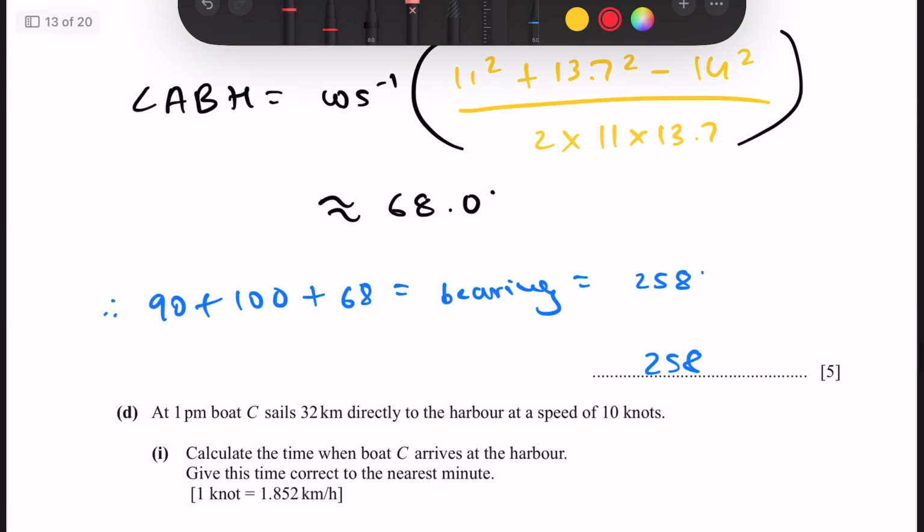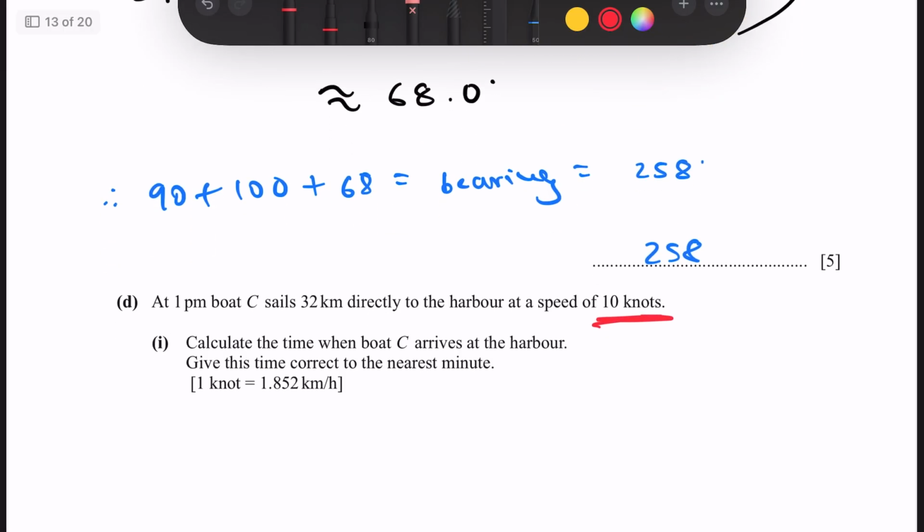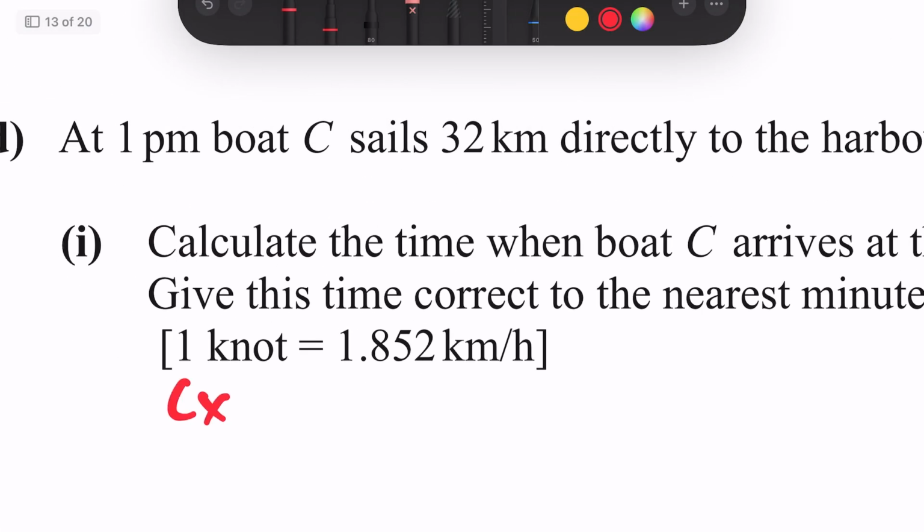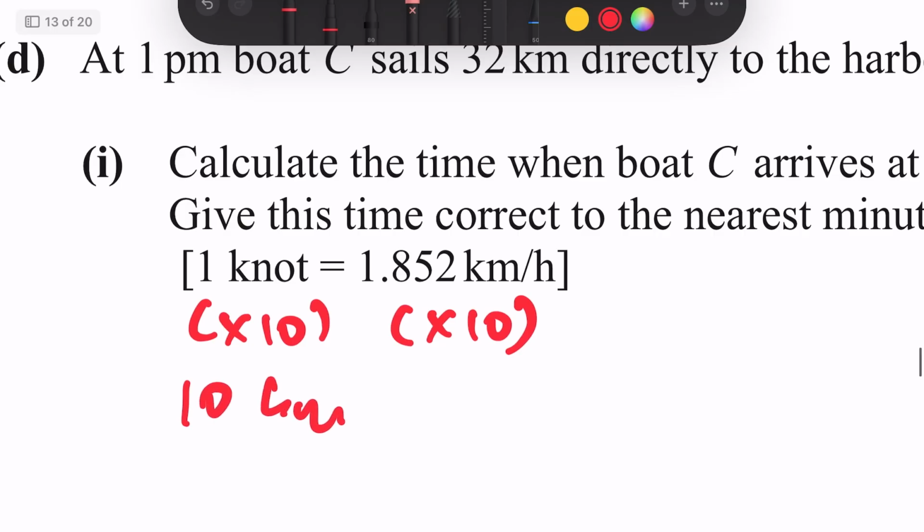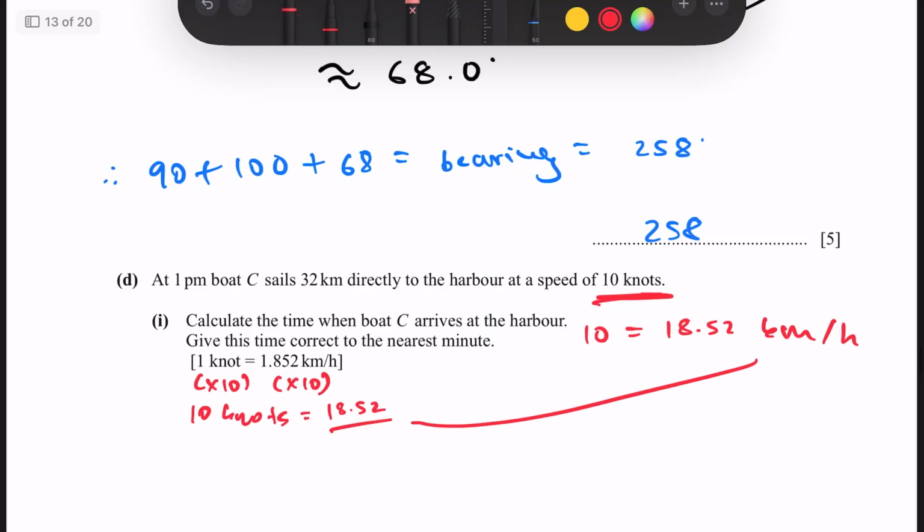Now boat C travels 32 kilometers directly to the harbor at a speed of 10 knots, which, if 1 knot is equal to 1.852 kilometers per hour, 10 knots would be equal to 18.52 kilometers per hour. Since if we look at this, if we multiply both sides by 10, we get 10 knots, which is the actual speed, which is equal to 18.52 kilometers per hour. And this goes over here.